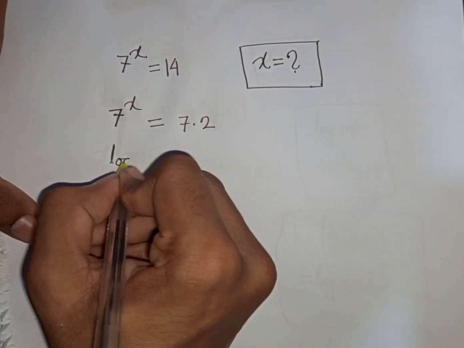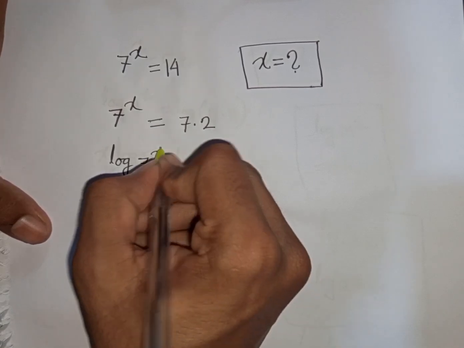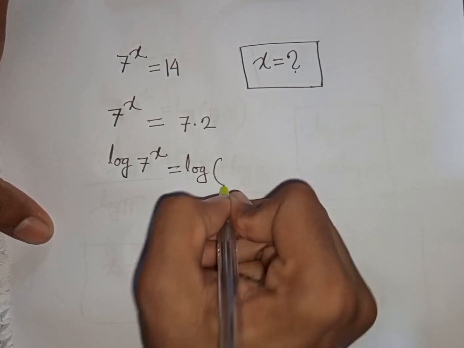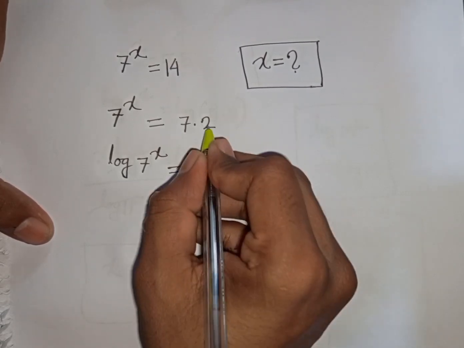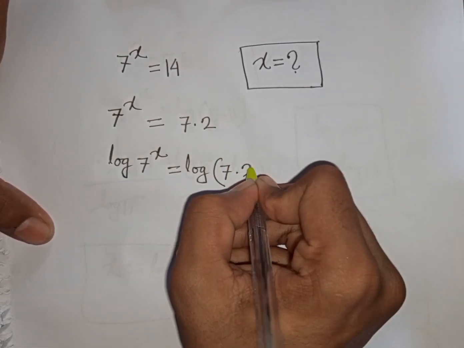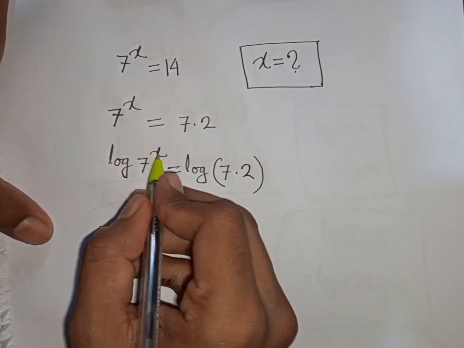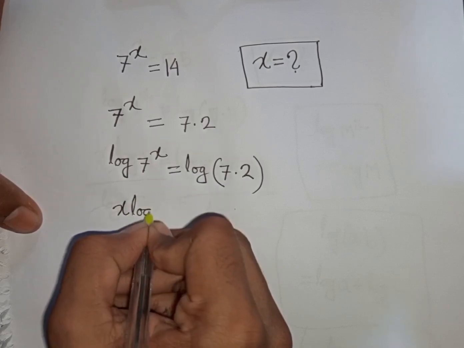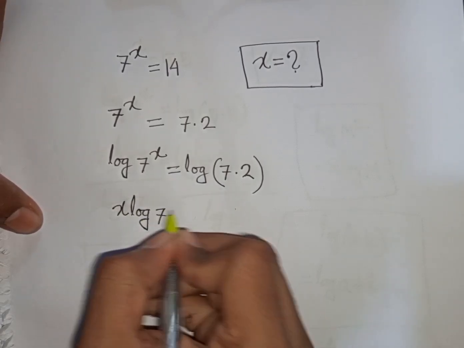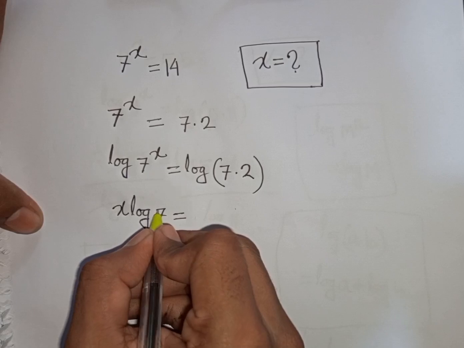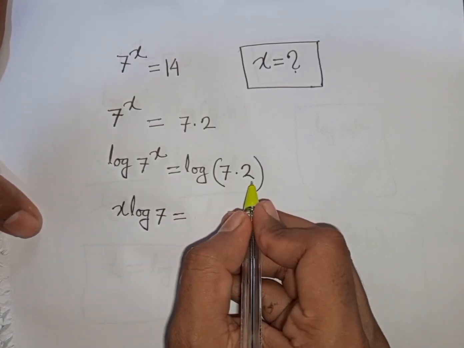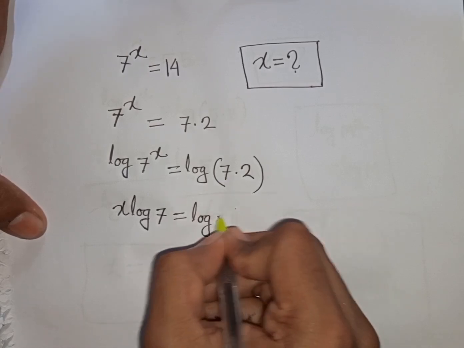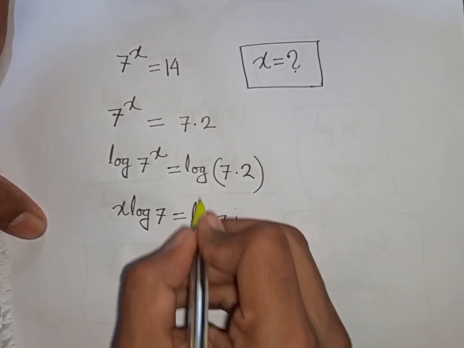So you can write here log of 7 power x is equal to log of 7 times 2. Now this power x will move to the front, so it will be x log 7 is equal to log of 7 times 2, that means it will be log 7 plus log 2.